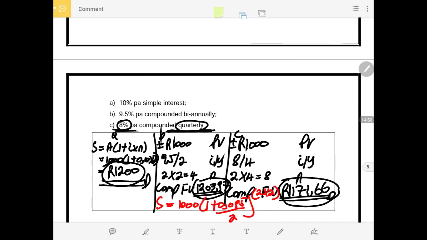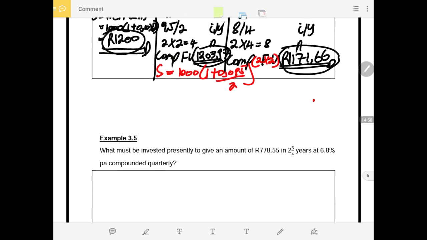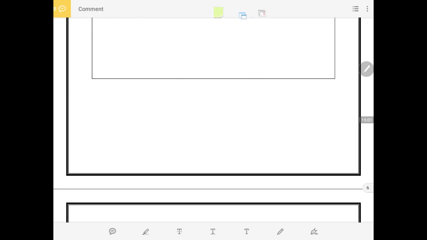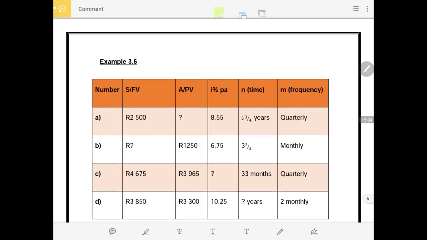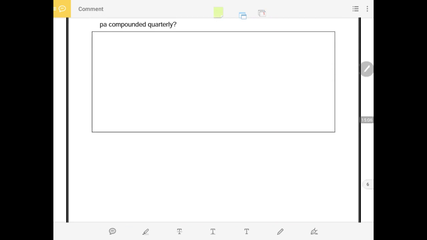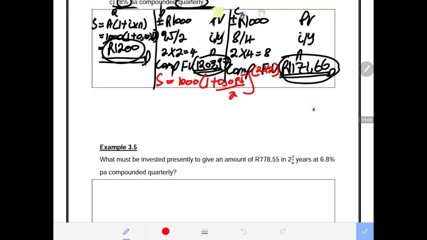I will then be recording the last one, example 3.5, before I go and do example 3.6 from number A up to number D. So far, you can look at 3.5 and take note of what we are required to do. We are required to calculate the present value. What must be invested presently to give an amount of 778.65 in 2 and 3 quarters, 2 years and 3 quarters, at 6.8% per annum compounded quarterly.